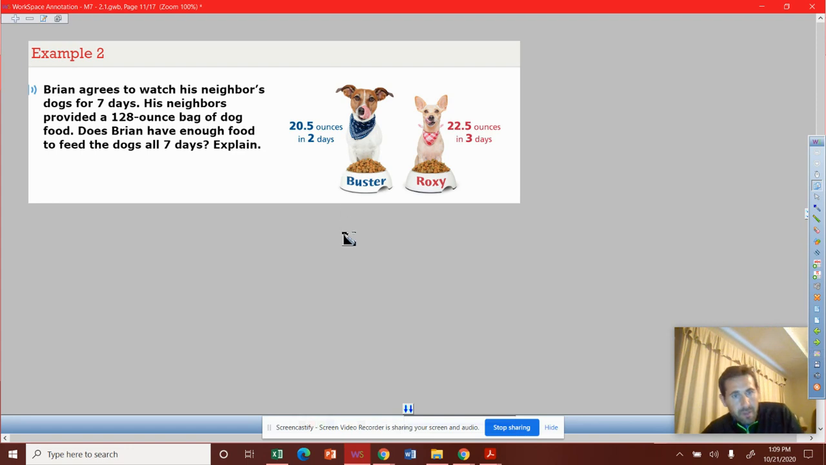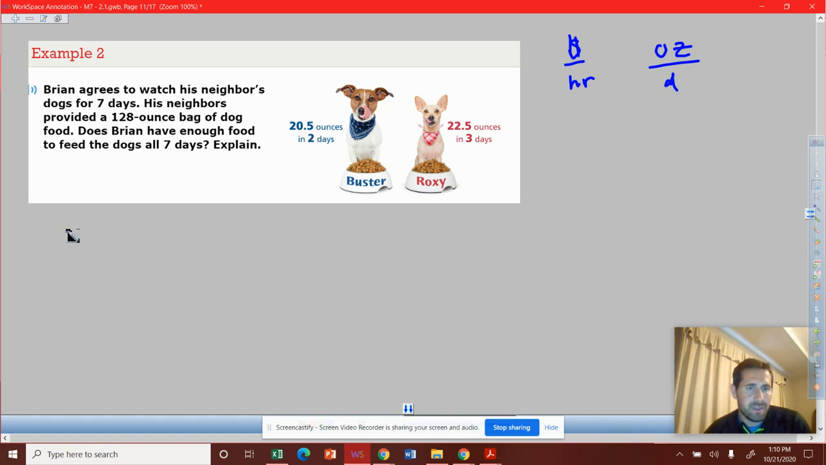Or we can do what we did in the previous problem. We were finding how much money they earn per hour. Well, what can we figure out here? How many ounces they get per day. So if we find the amount of ounces per day and then multiply that by 7, we'll know. Okay, so that's a couple of different ways. Let's attack the ounces per day.